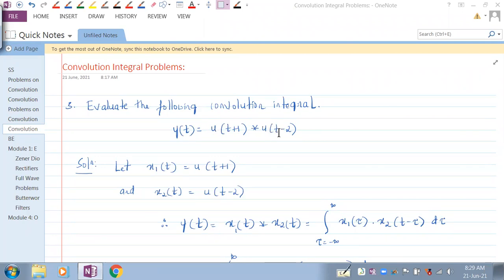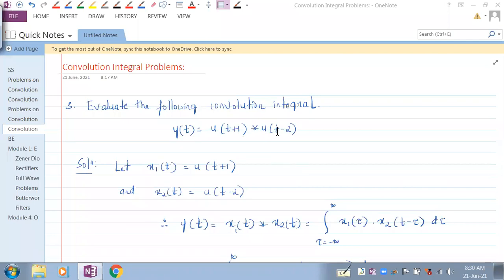Similarly, u of t minus 2 you have. What is the range of this? If u of t plus 1 ranges from -1 to infinity, where do you think u of t minus 2 ranges from? Where to where? Anybody? What is the range of u of t minus 2? U of t minus 2 ranges from 2 to infinity, and this ranges from -1 to infinity.